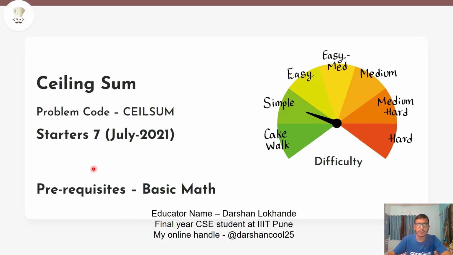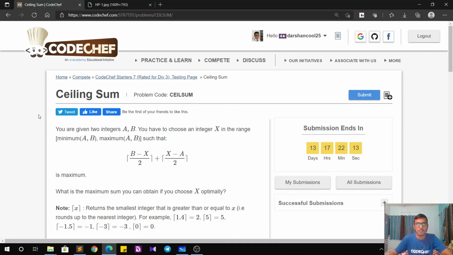The problem that we are going to discuss today is Ceiling Sum. The problem appeared in Starters 7 of July 21 and has a difficulty level of simple. The prerequisites to solve this problem include basic math. The problem statement goes as follows.